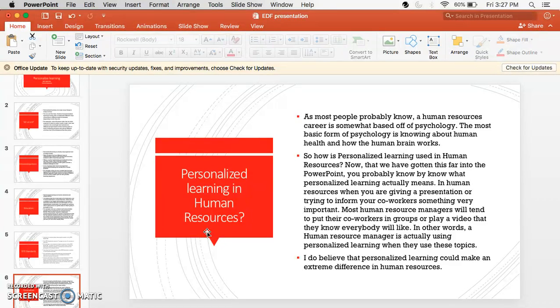In human resources, when you are giving a presentation or trying to inform your coworkers of something very important, most human resource managers will tend to put their coworkers in groups or play a video that they know everybody will like. In other words, a human resource manager is actually using personalized learning when they use these methods. I do believe that personalized learning could make an extreme difference in human resources.